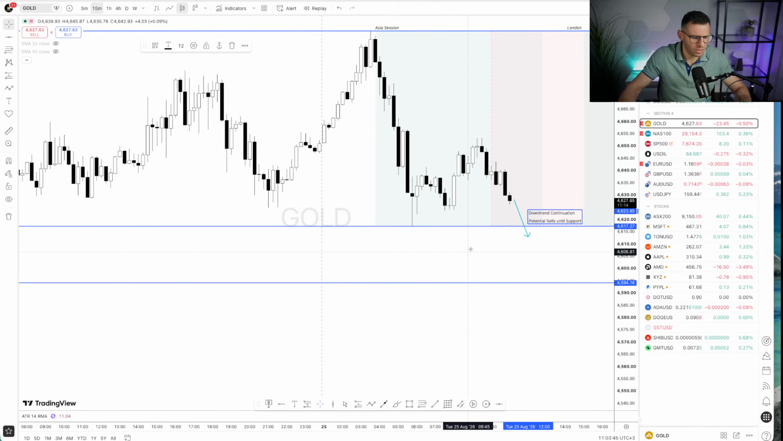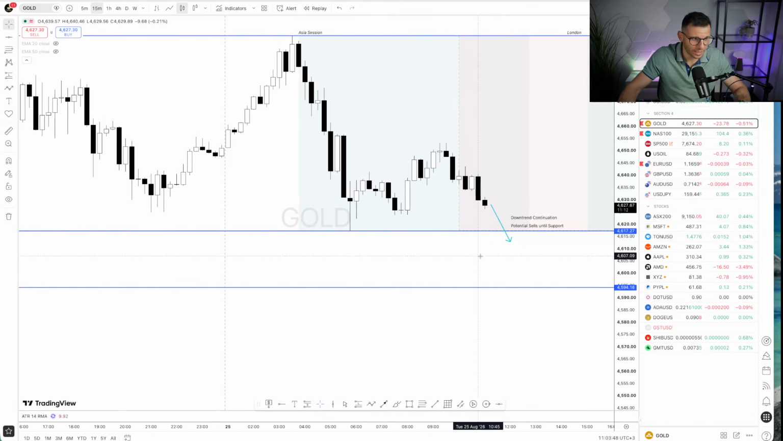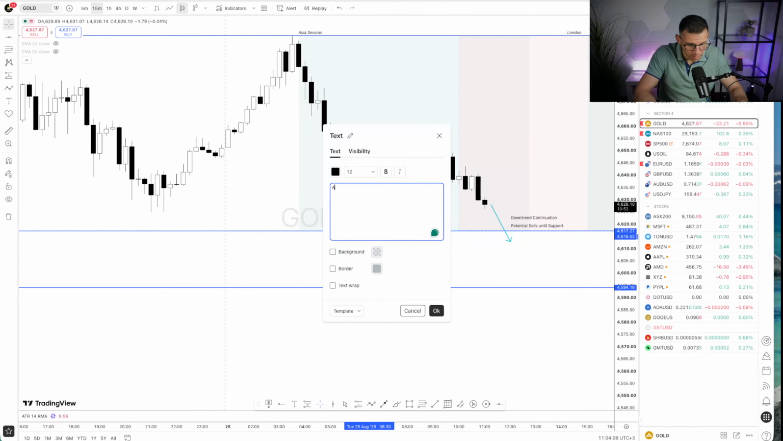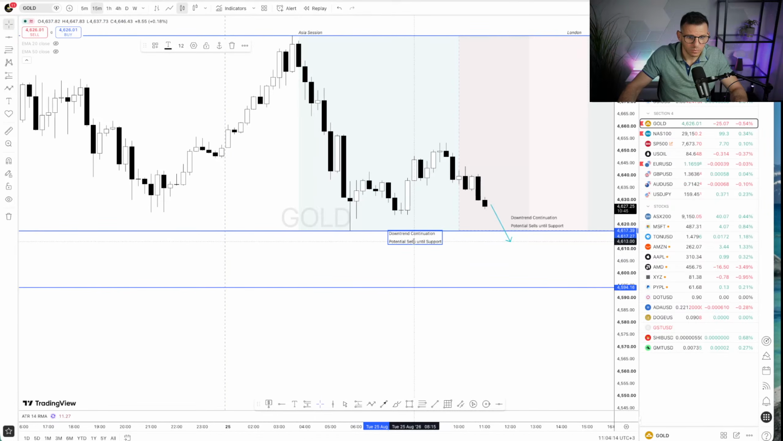The market structure is not a clear downtrend, but there is a bearish sentiment here. The market stopped going up, it can hit down. This is the Asian's low, this one here. And we're going to use it as the first take profit area.